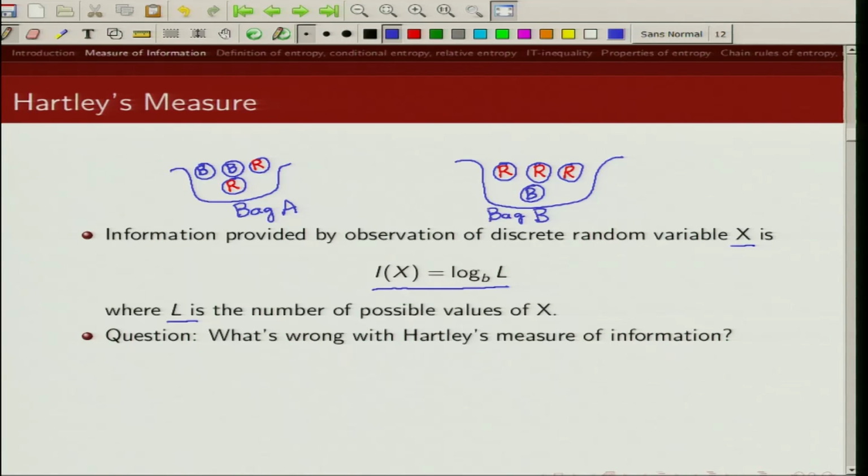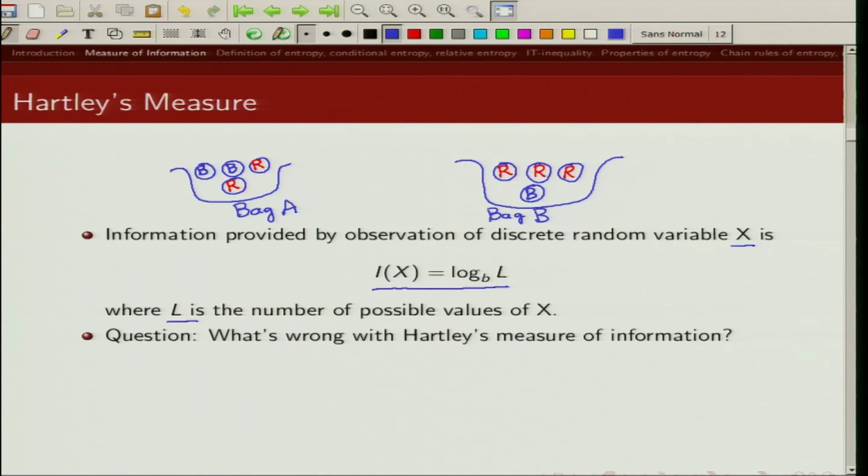Look at this. In bag A there is a 50% possibility of getting a blue ball and 50% possibility of getting a red ball, whereas in bag B there is a 75% possibility of getting a red ball and 25% possibility of getting a blue ball. So in bag B, if I pick up a ball, it is more likely to be a red ball than a blue ball. So clearly bag B has less information, because the most likely ball that I can guess coming out of bag B is a red ball, because there are more red balls than blue balls.